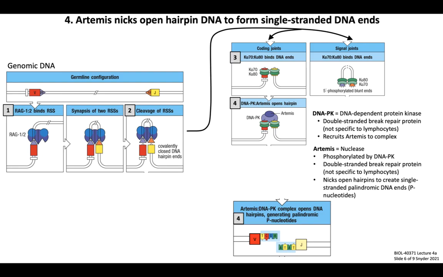Since these are endogenous nucleotides that were originally found at the intersection between the RSS and the target gene segment, these often form palindromic sequences once the hairpin is nicked open. And these are therefore called P nucleotides, and they are highlighted in the light blue shading in this lower panel figure for step number 4.